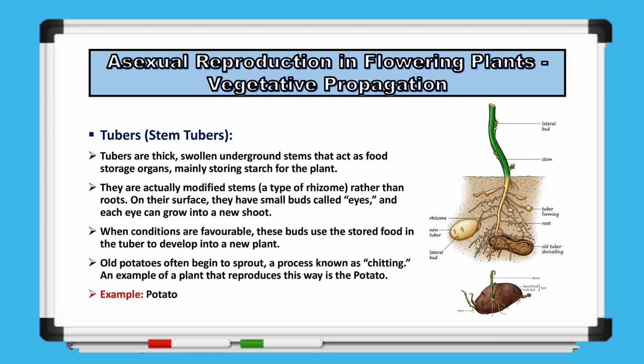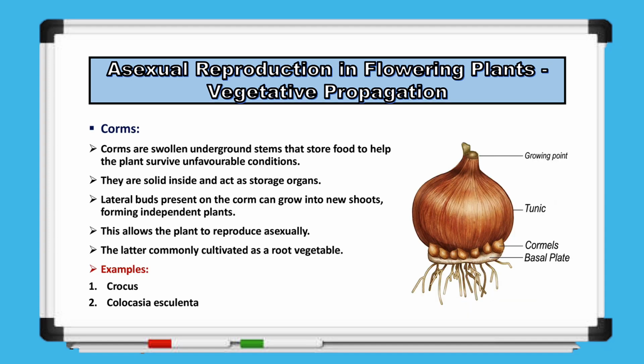This diagram shows how a new potato plant develops through vegetative propagation. The old tuber, shriveling, gradually provides energy for growth. Lateral buds on the tuber sprout to form new stems and roots, giving rise to a new tuber forming underground. The rhizome, a horizontal underground stem, connects the parent plant to the developing tubers. As the tuber develops, the lateral buds continue to grow, eventually producing independent plants with their own stems, roots, and storage tubers. Another method of vegetative propagation in flowering plants is through corms.